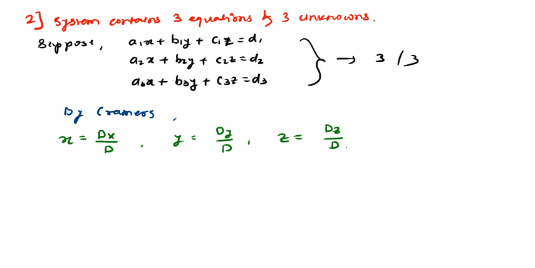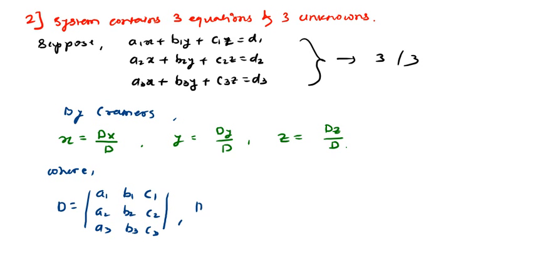Where this capital D is the determinant of the coefficients of x, y and z. So the first column will be a1, a2 and a3. Second column will be b1, b2 and b3. Third column will be c1, c2 and c3. Now, what will be Dx?